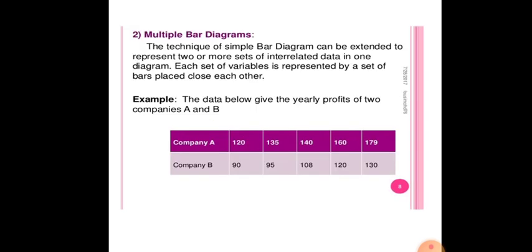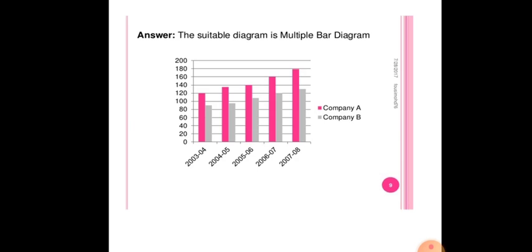Now see the multiple bar diagram. This bar diagram is replaced by the multiple bar diagram, and it is used to represent various sets of interlinked data. So it is used for two sets of interlinked data. This is about the multiple bar diagram, and it's shown like this. There are two factors shown with the help of this diagram: the company A factor and the company B factor.